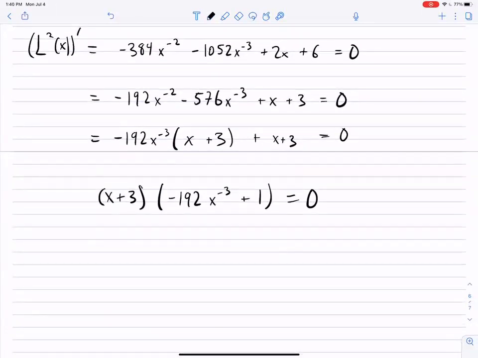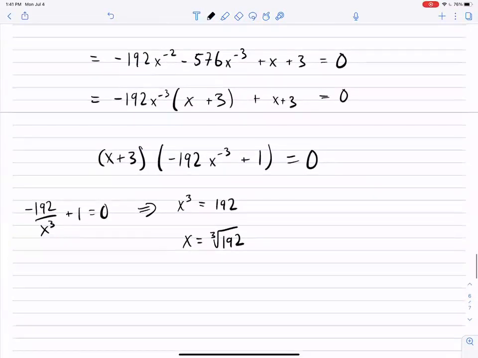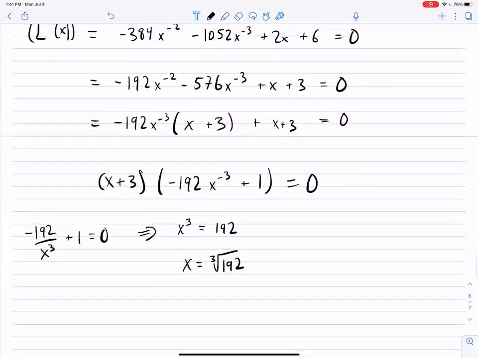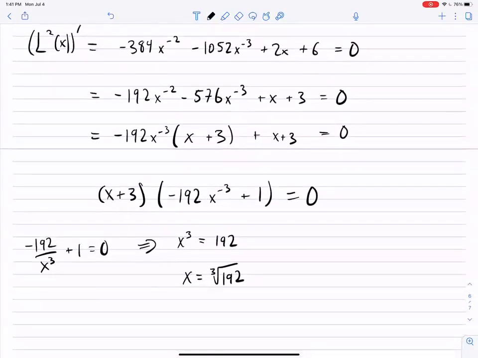And so then what do we get? We get that x to the third equals 192. And so x equals the cube root of 192. If we set this equal to 0, maybe I should do that. So negative 192 over x cubed plus 1 equals 0. You add the 192 and then multiply. And so that gives us x cubed equals 192. And so x equals the cube root of 192. So that is the x value that will get us that, which I have no idea what that is.